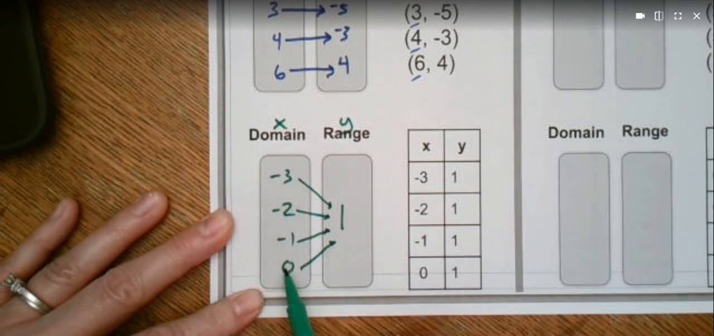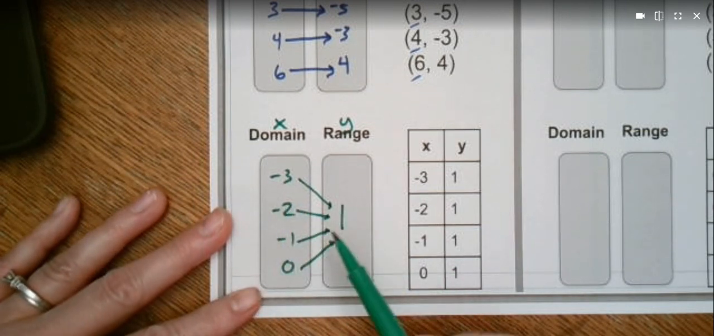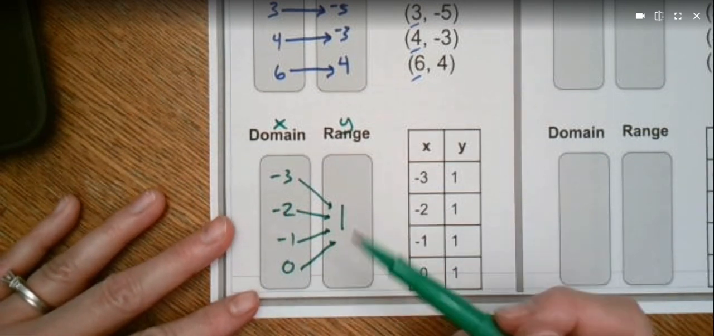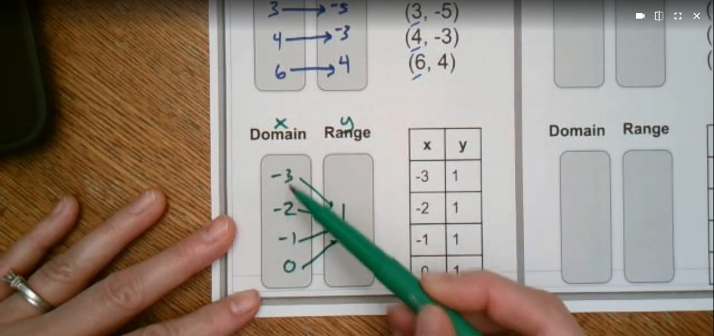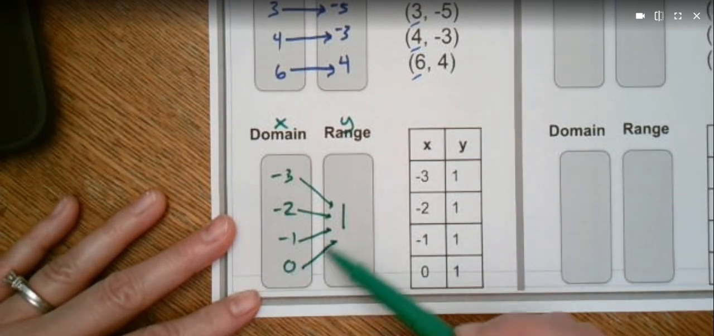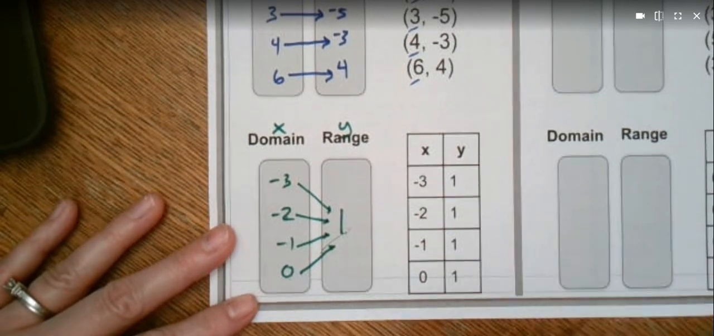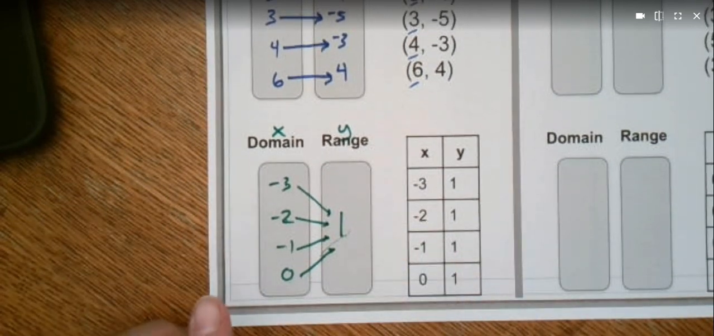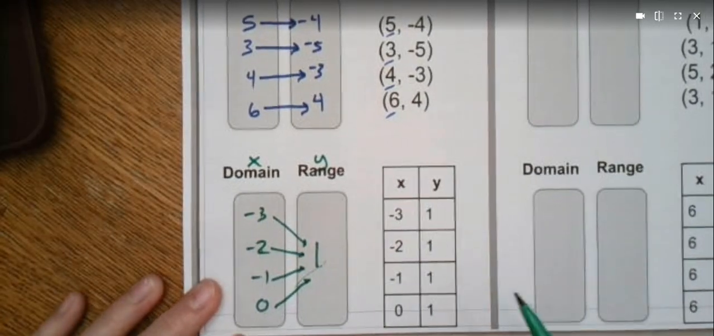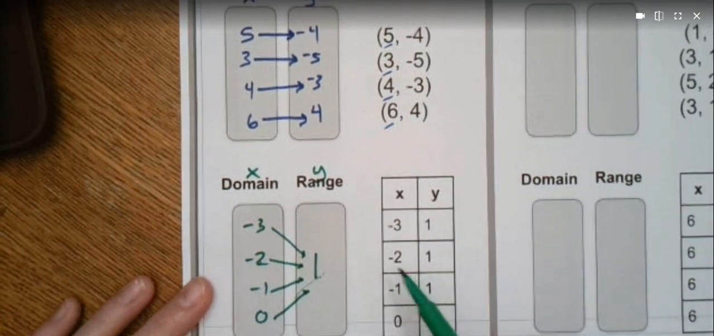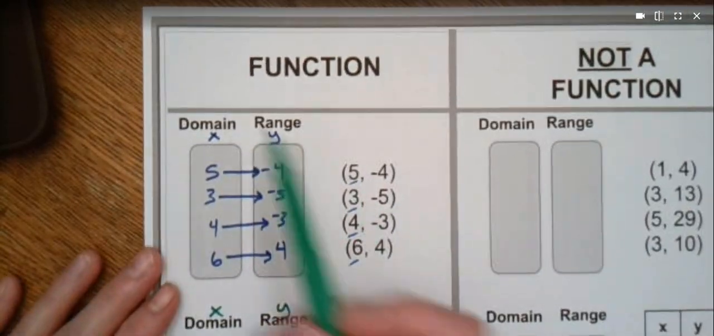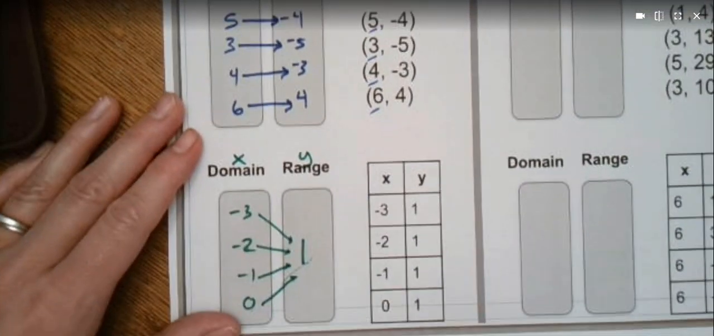Remember, every single one of these x is paired with the same y. Now, is this possible to happen? Yeah, absolutely. Couldn't I have these 4 different people all have the same birthday? Yeah, absolutely. Okay, so this is another example of a function. And if I were actually to graph this, it would pass the vertical line test. So these are 2 examples of functions.